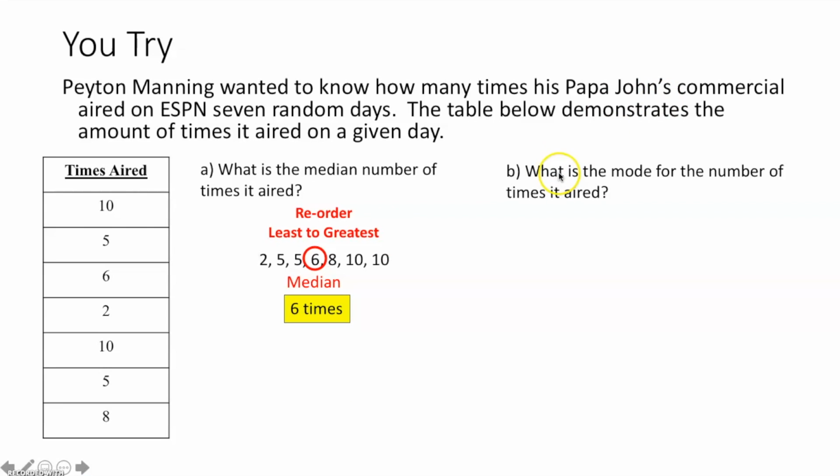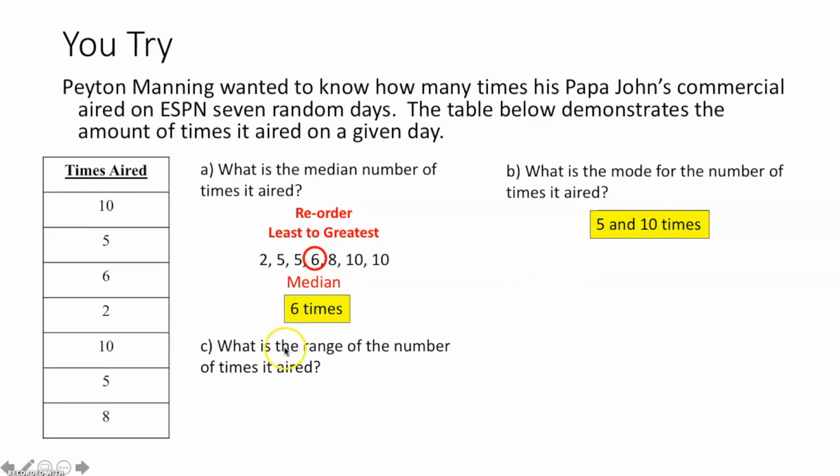Now part B says, what is the mode for the number of times it aired? So times aired, which one appears the most often? Well, we have 2 10s and 2 5s, right? So it is bimodal. So we have 2 modes again. So our modes would be 5 and 10 times.